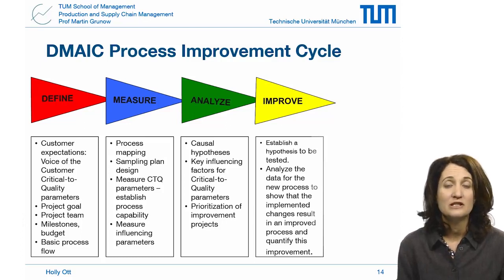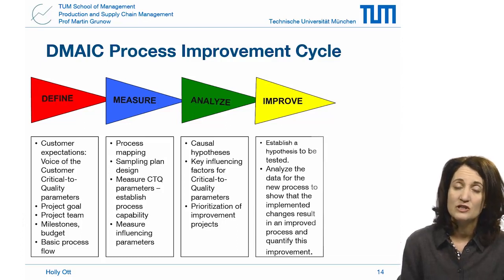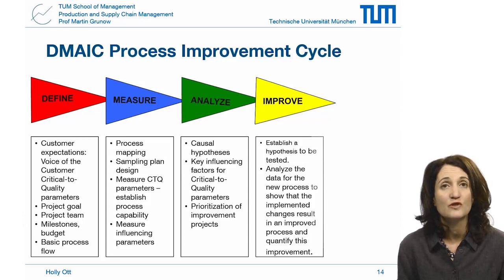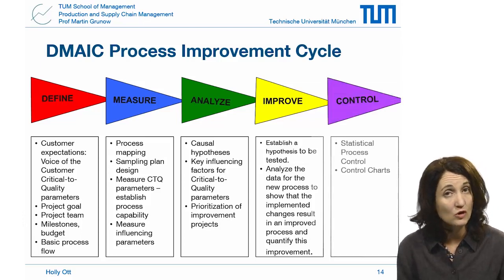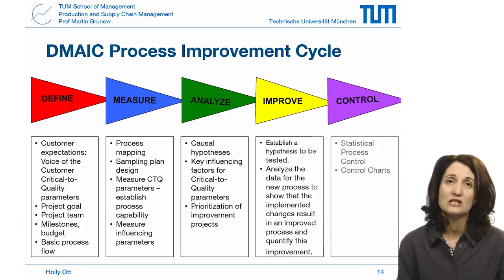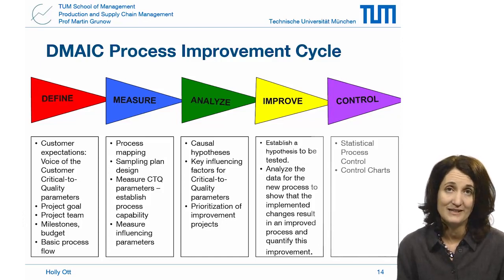to develop ideas to remove root causes, design and carry out experiments to optimize the process, and finally establish a solution for the process improvement. And then last but not least, in control, you establish a monitoring for your process, for these influencing parameters, and you use generally statistical process control, or SPC.